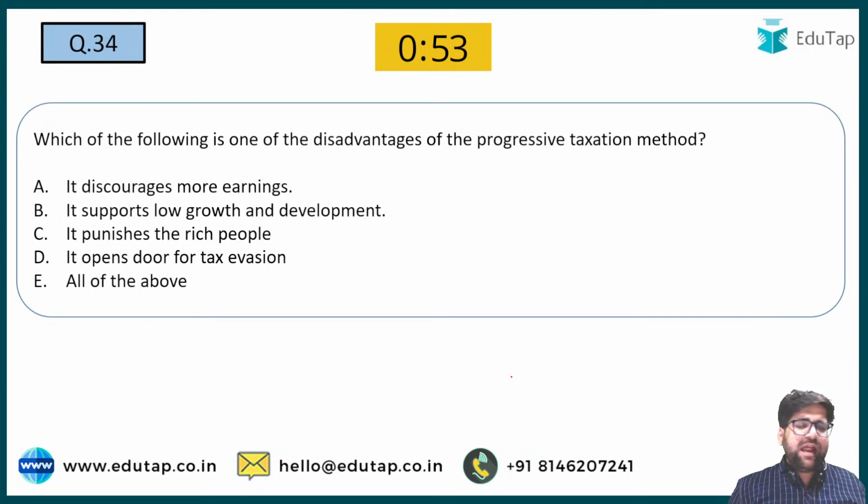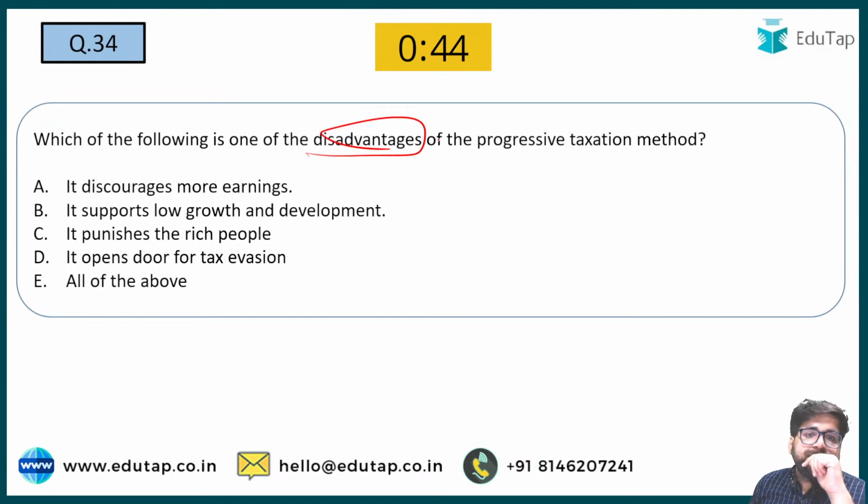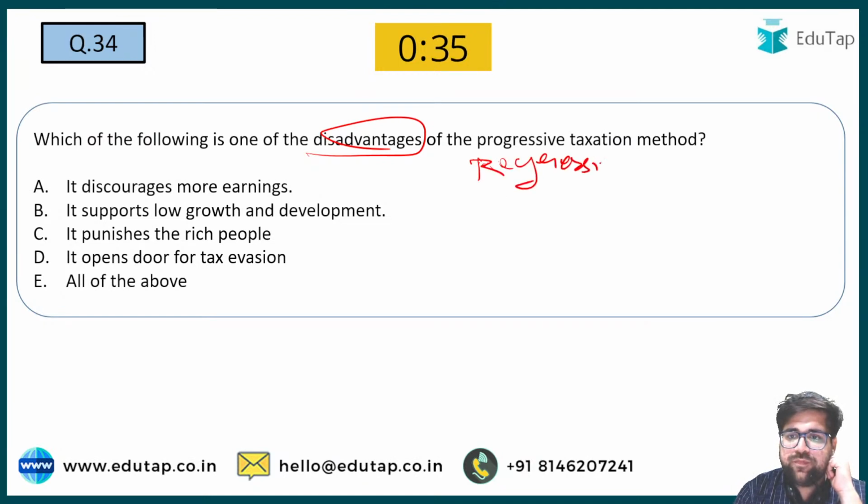Who will be giving me the right answer for question number 34, my friends? Which of the following is not a disadvantage of the progressive taxation method? There are 3 taxation systems, I think you know about it. First is progressive, the second is regressive, and the last is proportional.